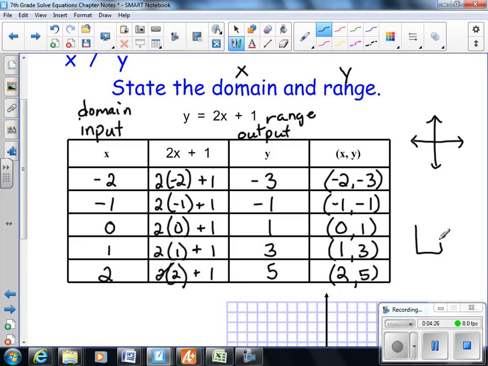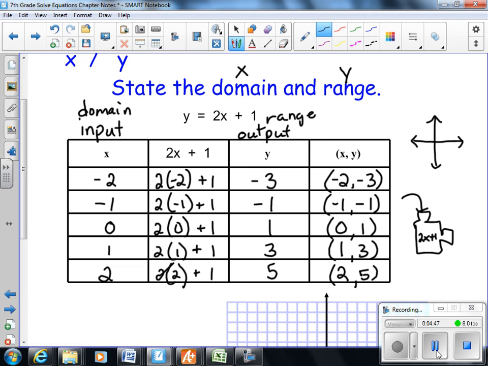Remember how we had the function machine? Earlier this year, you put a number in, there's a rule. Well, the rule here is 2x plus 1, and I'm going to throw a -2 in. What comes out? A -3. I throw a -1 in. What comes out? A -1, and so forth.